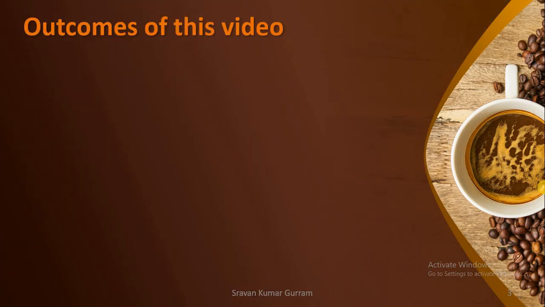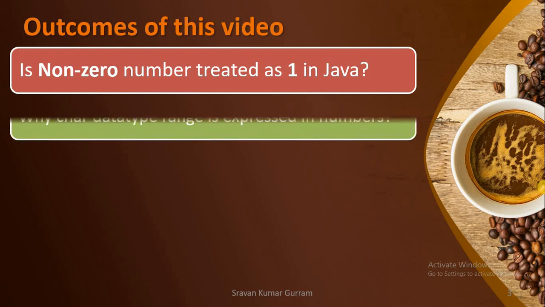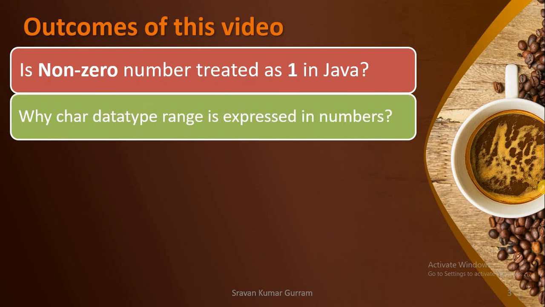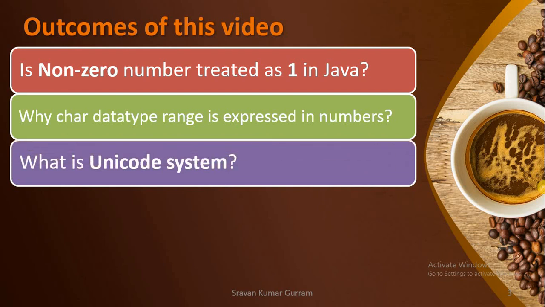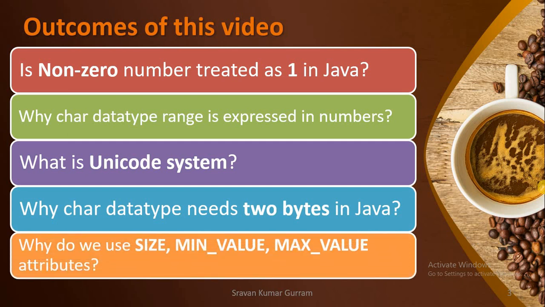After watching this video, you will get the knowledge about: is a non-zero number treated as 1 in Java? Why is the character data type range expressed in numbers? What is the Unicode system? Why does the character data type need 2 bytes in Java? Why do we use size, minimum value, maximum value attributes?